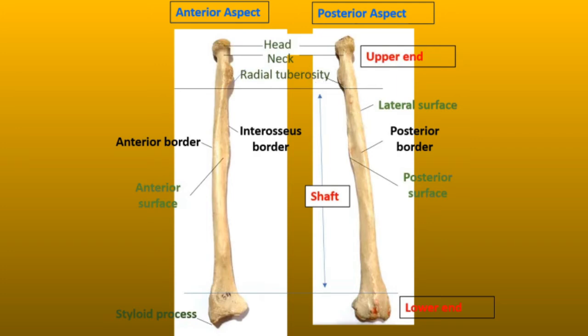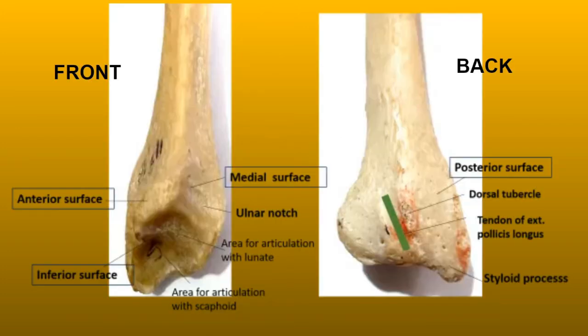Now next is the lower end of the radius. The lower end of the radius is actually the widest part of this radius bone, and it has 5 surfaces. These 5 surfaces are, first of all, the anterior surface, then the posterior surface, medial surface, lateral surface and the inferior surface.